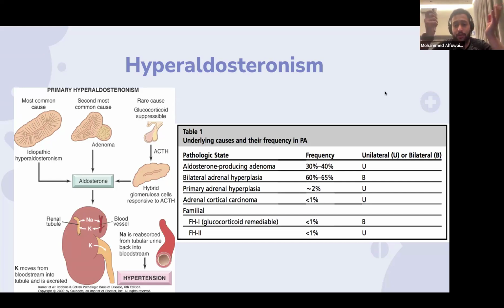Now, for primary hyperaldosteronism, the most common is idiopathic, which we also call bilateral adrenal hyperplasia. This is bilateral, and it's the most common type. Then we have adenoma, which is the second most common, a tumor that's secreting a lot of aldosterone, and this is unilateral. Either way, this causes high aldosterone. How does high aldosterone present? It presents with hypertension, hypernatremia, and hypokalemia. So this is the triad in hyperaldosteronism.